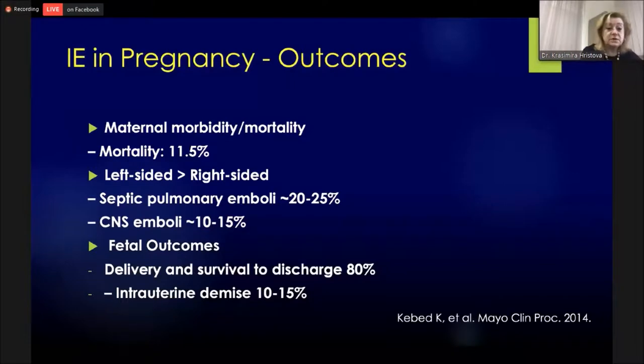The fatal outcomes are connected with the delivery, and survival to discharge is around 50% in women with endocarditis. Intrauterine demise is around 10 to 15%.